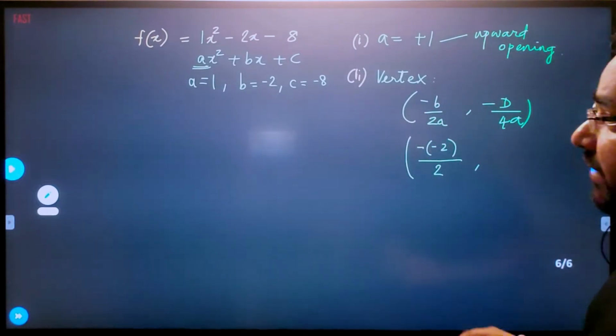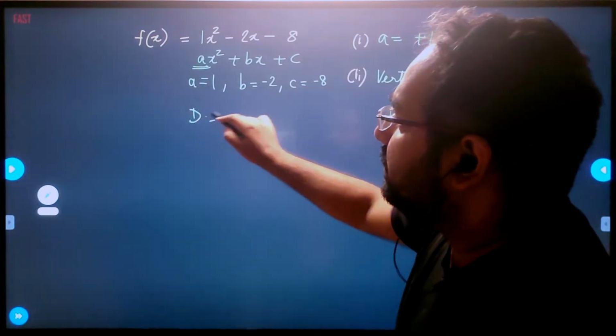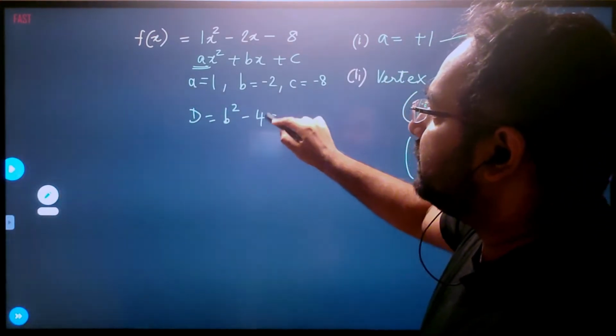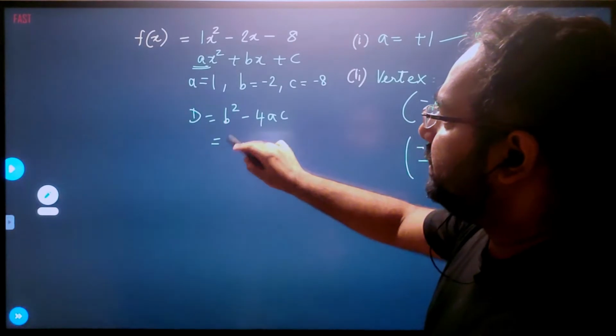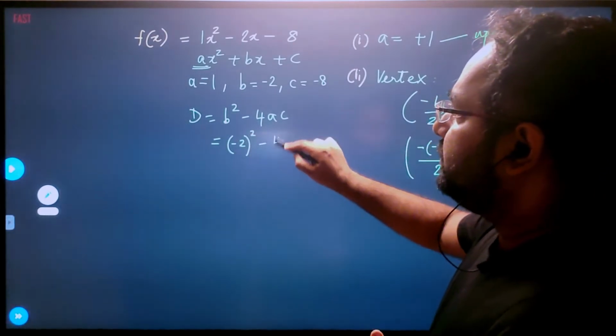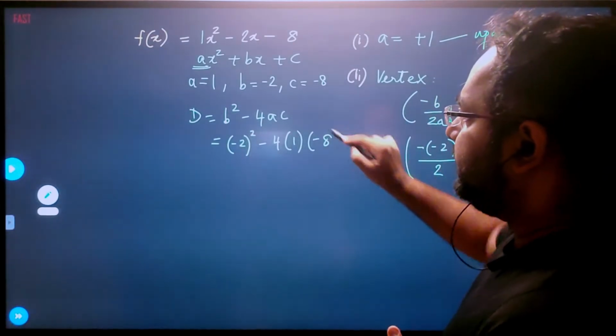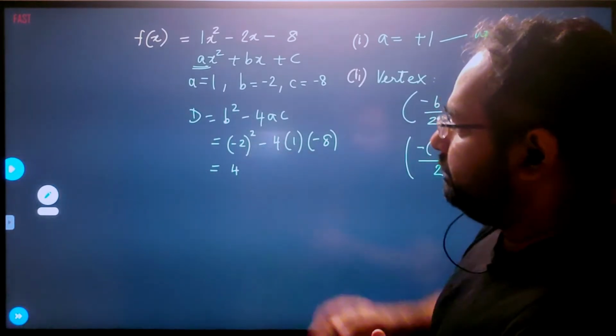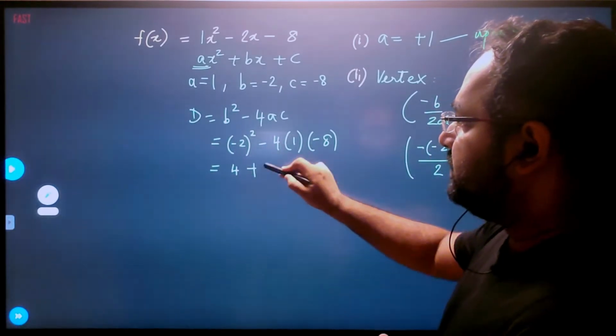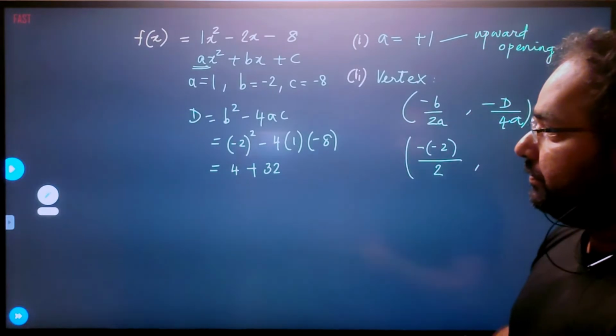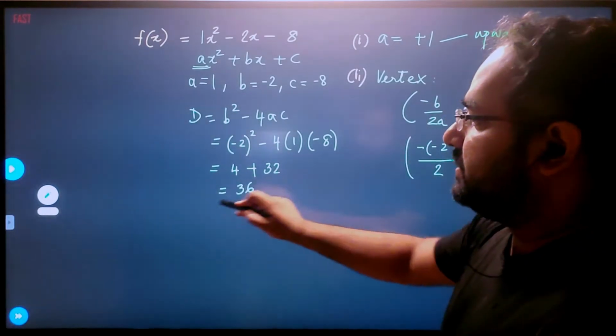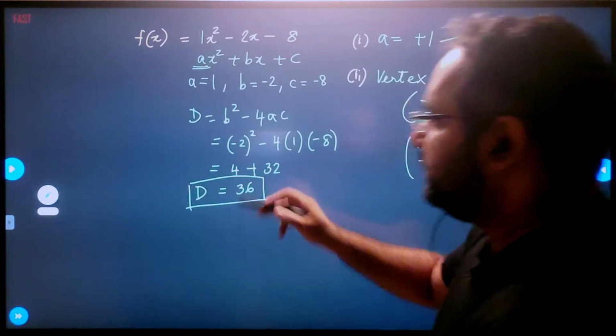I have not found out the value of d. Let me quickly find the value of d. I know the value of d is b square minus 4ac. What is b square here? Minus 2 the whole square, minus 4 into 1 into minus 8. So I get 4 plus 32. So this is going to give me 36. So the value of d is going to be 36.